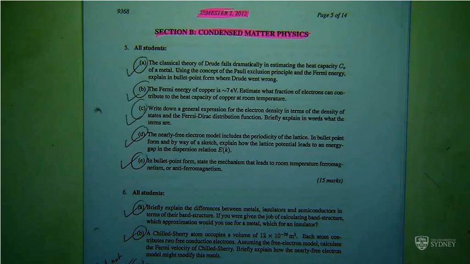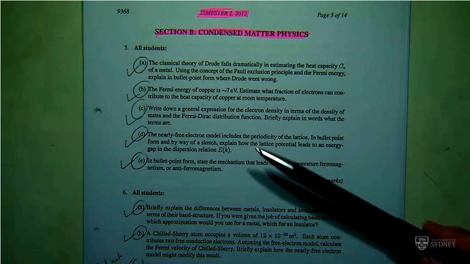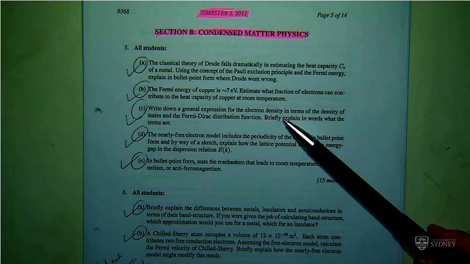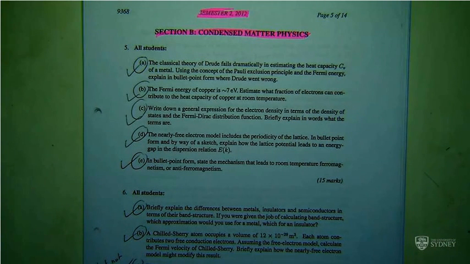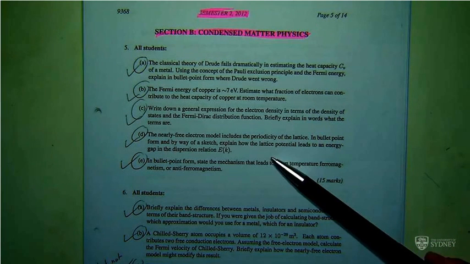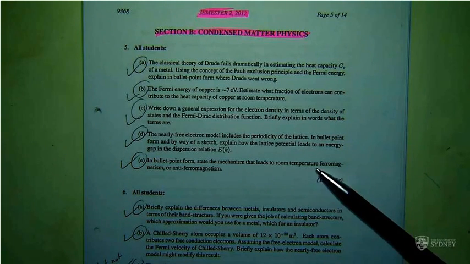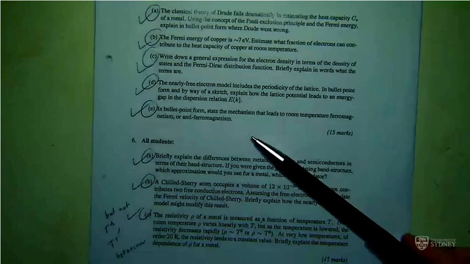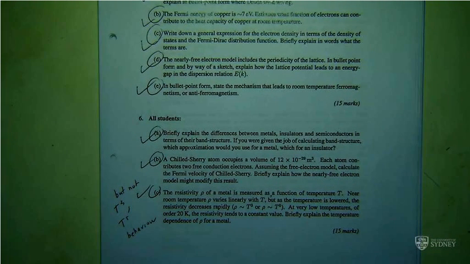Okay, this is 2012. All of the first ones you could be expected to know. You can see it's about Drude, it's about the Fermi energy of copper. You can see it's about the expression for the electron density of states. Here they don't say if it's 1, 2, or 3. Here we are talking about the nearly free electron model. This is fine. Which mechanism leads to room temperature ferromagnetism? You talk about the exchange interaction, and so on. The difference between metals, insulators, and semiconductors. Yes, that's something that we did.